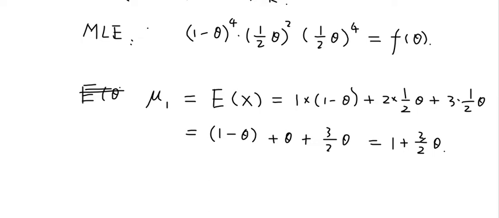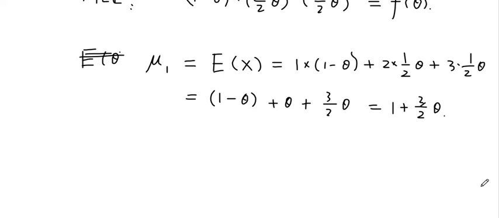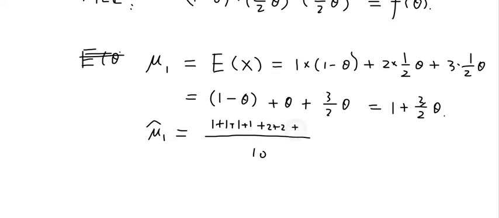Then what is mu1 hat? This is the average from the data. We have 10 numbers: 1 plus 1 plus 1 plus 1 plus 2 plus 2 plus 3 plus 3 plus 3 plus 3.